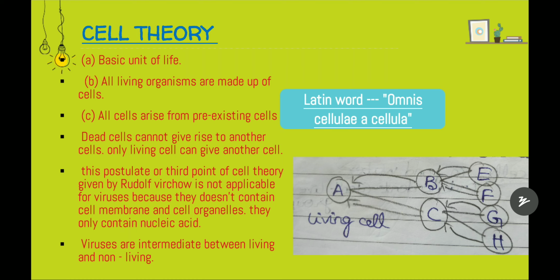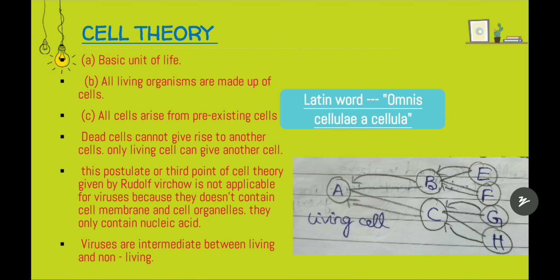Here I have kept an image. If A is a living cell, it can give rise to B and C. B and C are also living cells. From B, again E and F are made, so E and F are also living, right? C is also given rise by A only. A gives rise to B and C. B gives rise to E and F, and C gives rise to G and H.